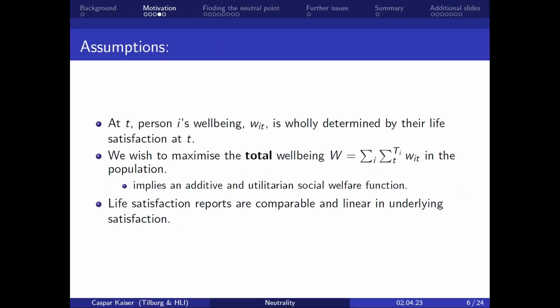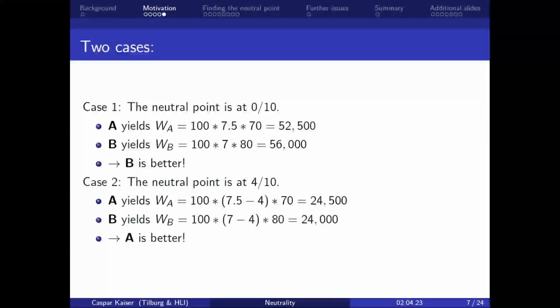Okay, so a couple of assumptions that go counter to what Sophia has said. The first one is that at each moment in time, a person i's well-being, let's call this W_it, is completely determined by their life satisfaction at that moment t. And what we're interested in is to maximize the total well-being in the population, which is just a summation over all people and over all times. You could also use an average here, but I happen to be a totalist utilitarian rather than an average utilitarian. It doesn't make a difference in this particular case. And what we're also assuming, unlike Anthony, is that life satisfaction reports are comparable and linear in underlying satisfaction. So just take them to be a cardinal measure of welfare. And then if we go through the calculations in two cases, the first case is where we think that the neutral point is at 0 out of 10.